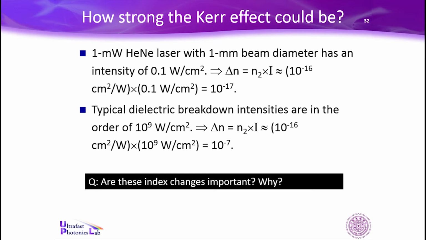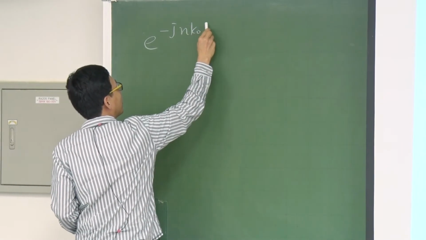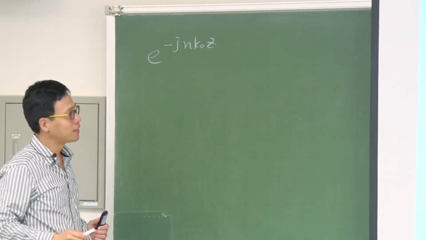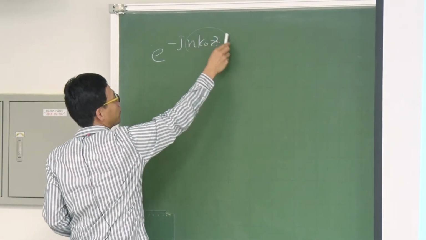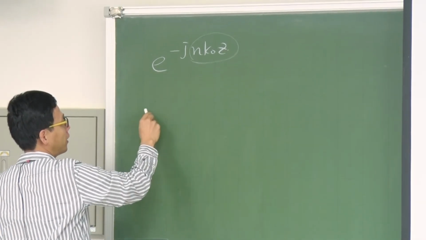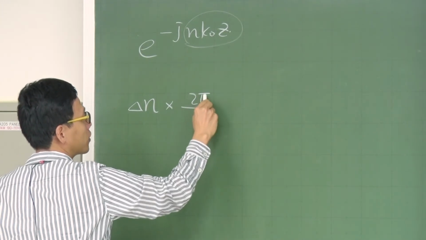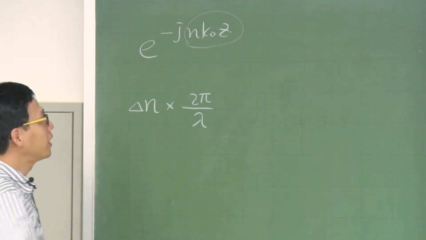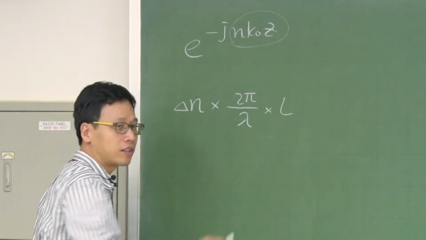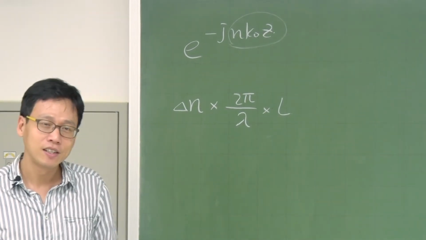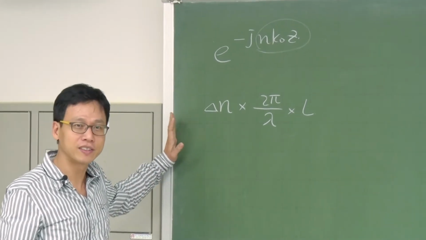Whether this index change, 10 to the minus 17th or 10 to the minus 7th, is important or not, and why is that? We have a plane wave formula like this, right? So what is the accumulated phase change? n is replaced by the index change, k0 equals 2 pi over lambda, right? z is replaced by the interaction distance, big L. So that is the phase accumulation.